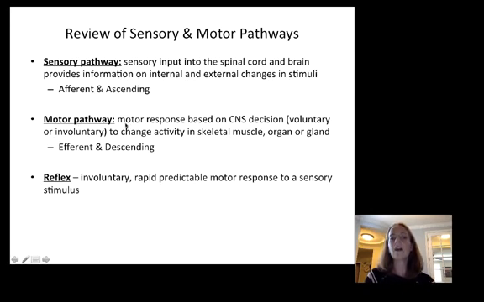Motor pathways are motor responses based on a central nervous system decision, so what is happening within the cerebrum, which can be voluntary or involuntary, meaning we don't know that it's happening, to change activity in a skeletal muscle, organ, or gland. These are efferent and descending pathways. Finally, a reflex is a simple pathway that involves only the brain or only the spinal cord and is involuntary. It's a very fast, predictable motor response to a simple sensory stimulus.